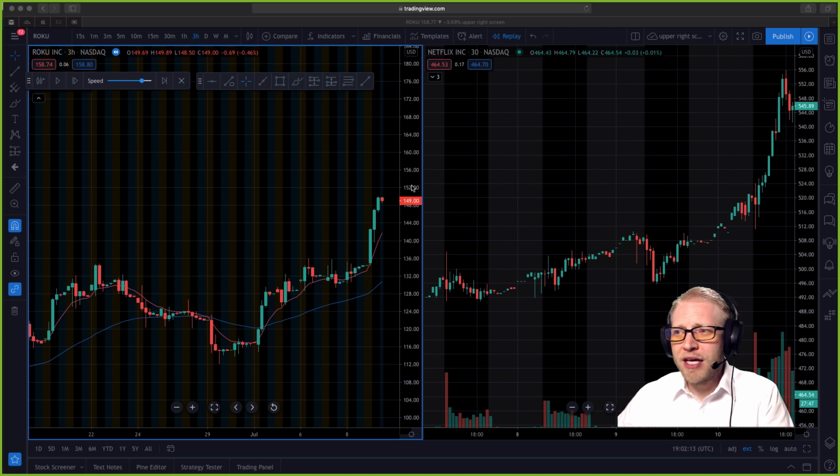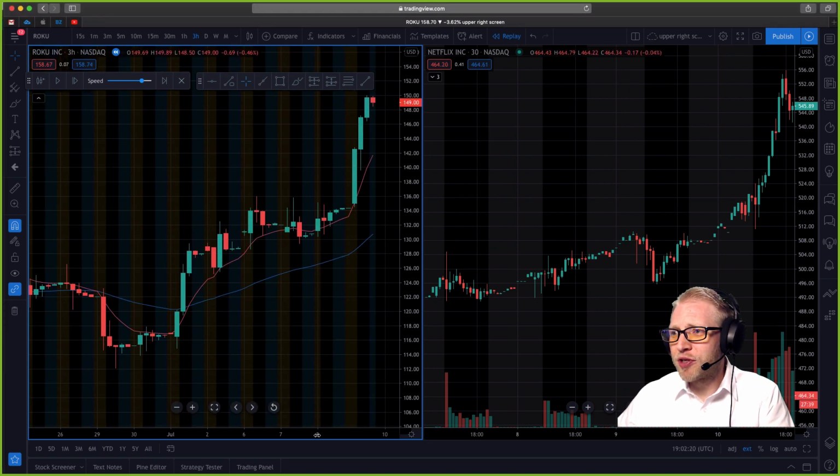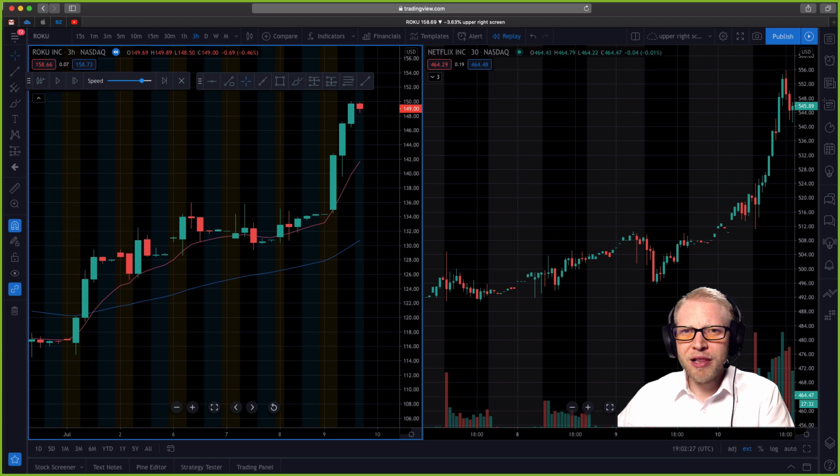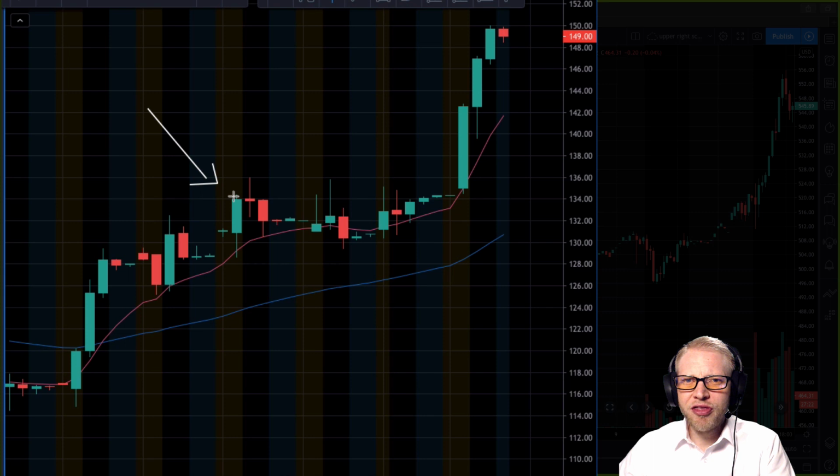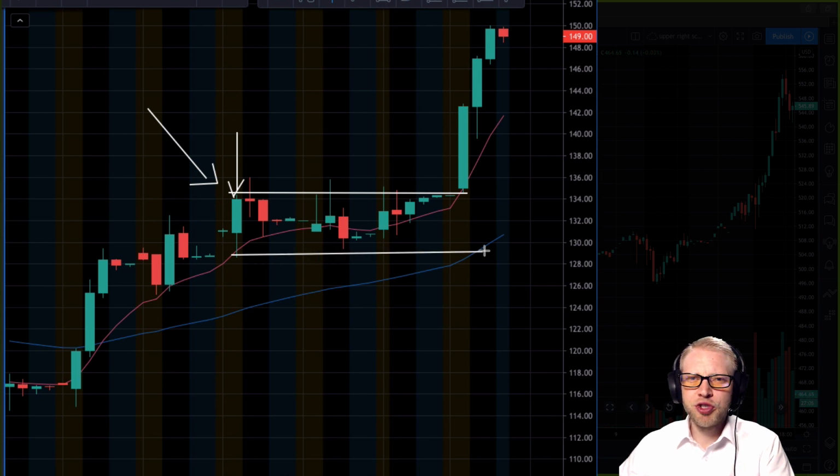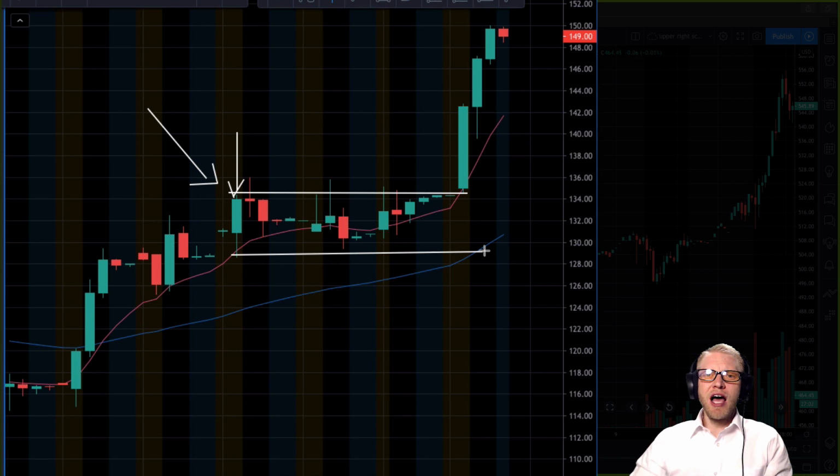For example, if we blow up this Roku chart by looking at this consolidation pattern right here, if we take this particular bar, this first bar, and we draw in our top and our bottom, this is where history of the stock has been. From the very bottom of the wick to the very top of the wick, this would show the range of the candle. So when there is a power candle in control of the stock, we are going to be watching what happens in between the range of the candle.